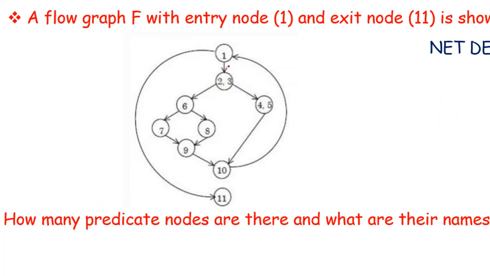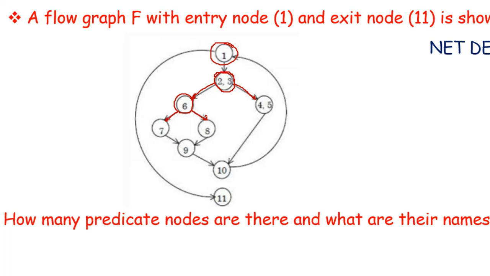So for this graph, nodes with more than 1 outgoing edges are node 1, it has 2 outgoing edges from 1 to node 2, 3, and second is from 1 to 11, right? Second predicate node is node with label 2, 3. Again it has 2 outgoing edges, one edge is to 6 and another edge to node 4, 5. Third predicate node is node 6. It has 2 outgoing edges, one is towards node 7 and another towards node 8.